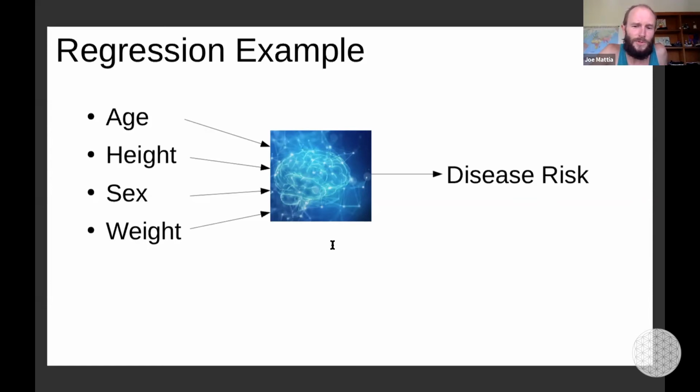So yes, this is an example. The reason this is regression is that disease risk is kind of like a probability. It's a number between 0 and 1. It's like a floating point. It's continuous, not discrete.